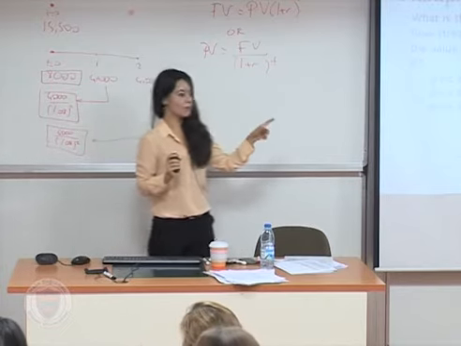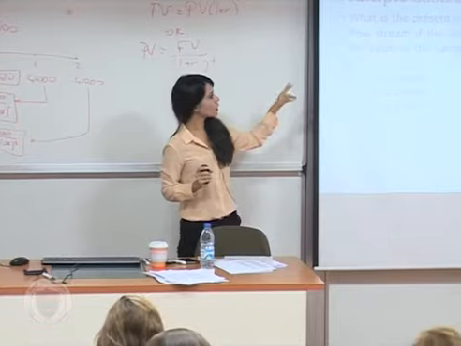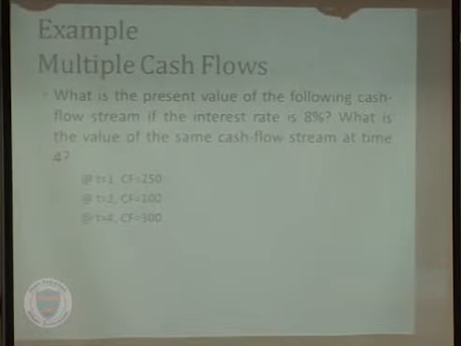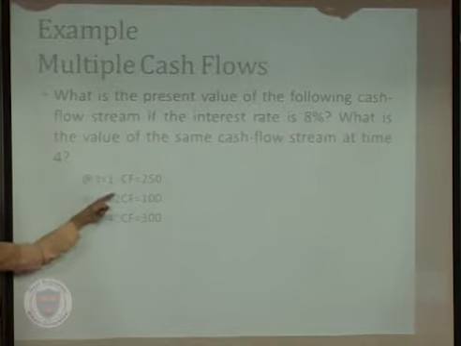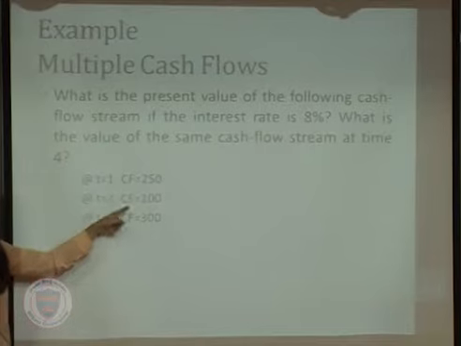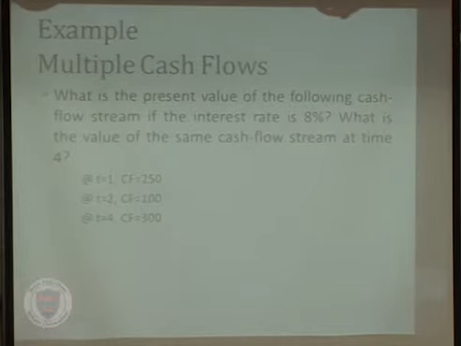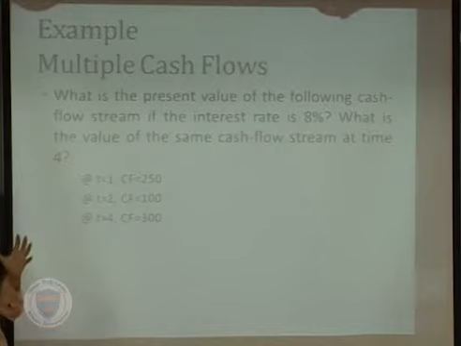Okay, let's look at this one. What is the present value of the following cash flow stream if the interest rate is 8%? What is the value of these today? And then it says, what is the value of the same cash flow stream at time 4? So at time 1, you have a cash flow of 250. At time 2, you have a cash flow of 100. At time 4, you have a cash flow of 300. So again, I will give you a few minutes, 5 minutes, and then we're going to solve it together. Just construct the question and write down the equations. You don't have to calculate the numbers.